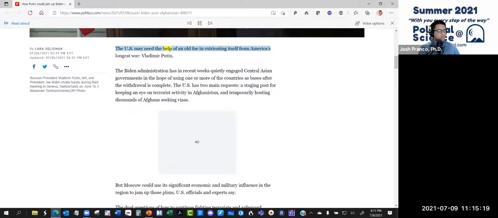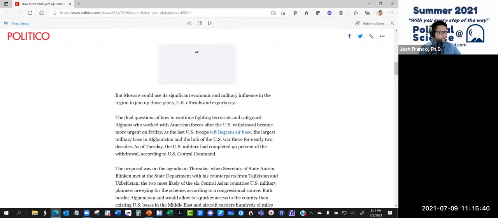The U.S. may need the help of an old foe in extricating itself from America's longest war, Vladimir Putin. The Biden administration has in recent weeks quietly engaged Central Asian governments in the hope of using one or more of the countries as bases after the withdrawal is complete. The U.S. has two main requests: a staging post for keeping an eye on terrorist activity in Afghanistan, and temporarily hosting thousands of Afghans seeking visas.